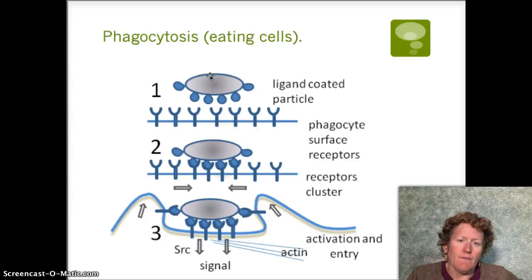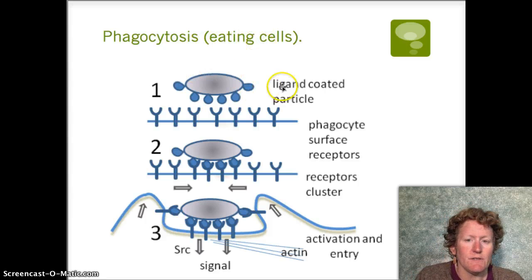Here's phagocytosis, that's eating cells. Here's what your macrophages do. A particle comes in, the receptors on the outside of the macrophage recognize this as, hey, this is a yucky thing, this is a pathogen, we don't want it in our body. It sucks it in and then it digests it using enzymes and acids.